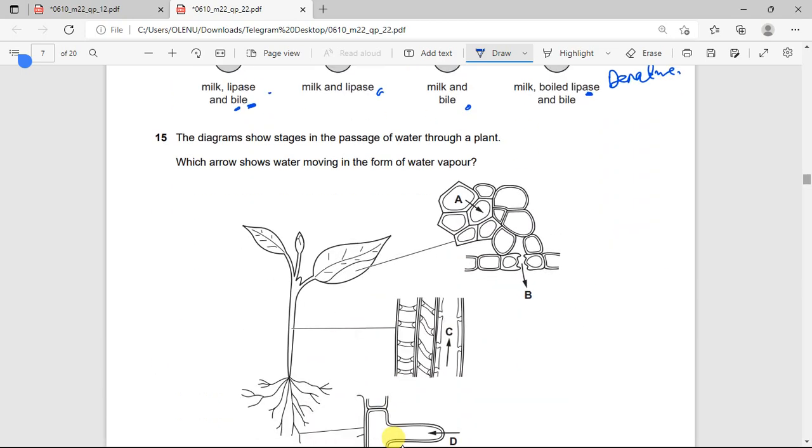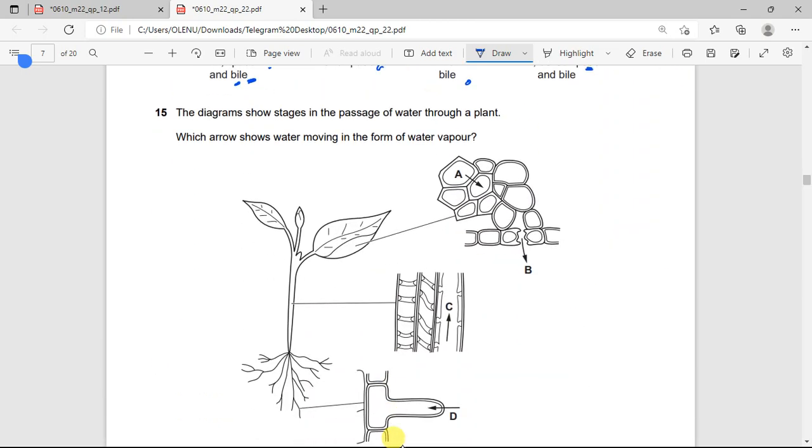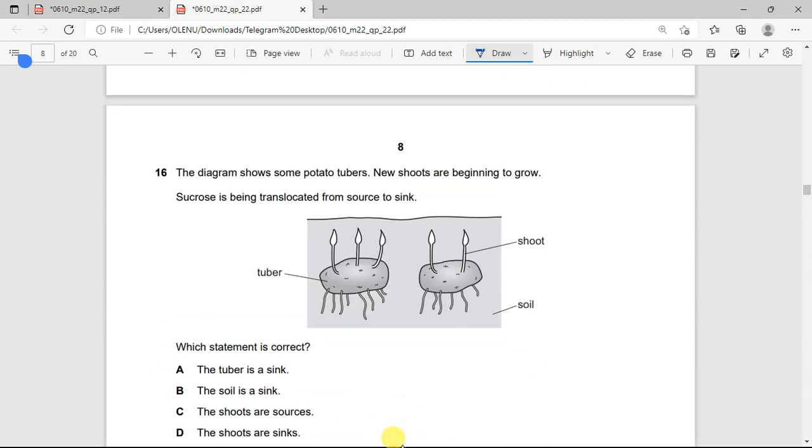15. The diagram shows stages in the passage of water through a plant. Which row shows the water moving in the form of water vapor? First, absorption through root hair cells, transport through xylem. It now gets to the leaf, moves from cell to cell and out of the cell in the form of water vapor through the stomata. So my answer is B.